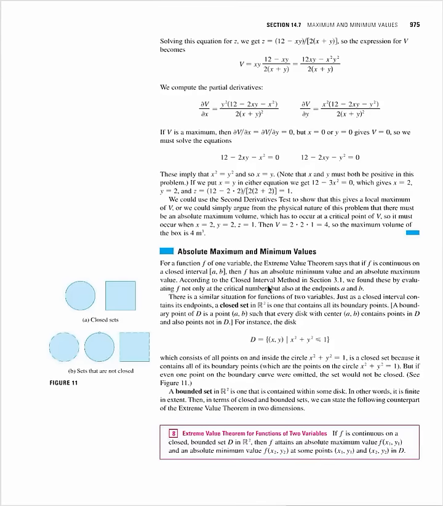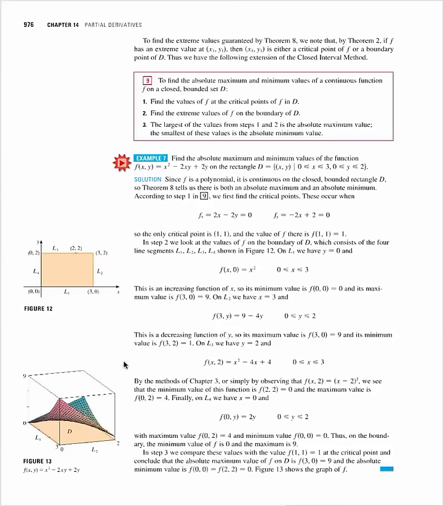There's a discussion here of absolute maximum and minimum values. And you don't have to worry too much about the closed, not closed set thing. We're not going to spend a lot of time on it. But do give it a read. What you should pay a lot of attention to is box 9 over here: how to find the absolute maximum and minimum values of a continuous function on a closed bounded set.